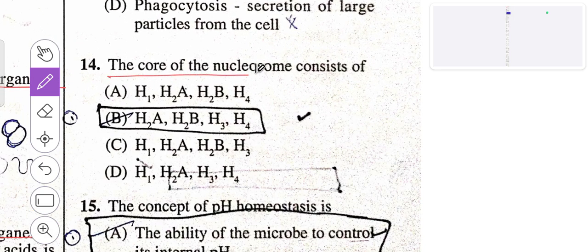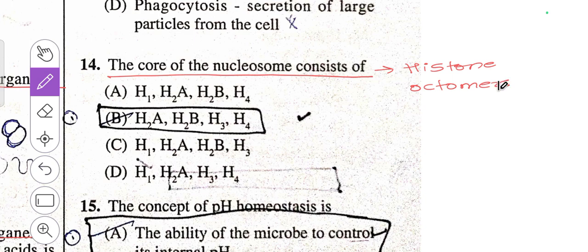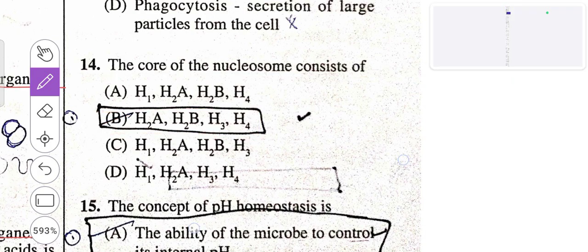Then the core of the nucleosome consists of, so the nucleosome will be mainly formed by histone octamers. So in these histone octamers, you will come across histone proteins. Those are H2A, H2B, H3, and H4. So B is the right answer.